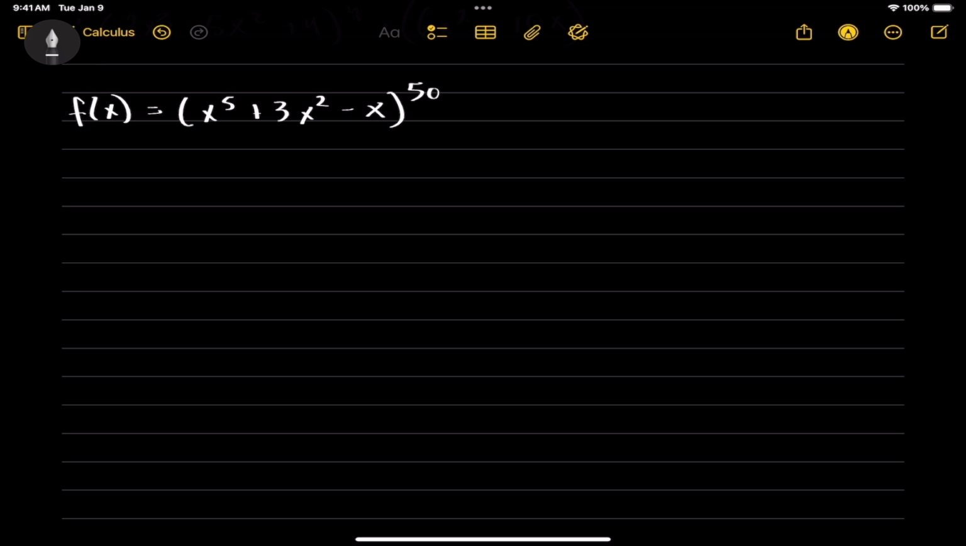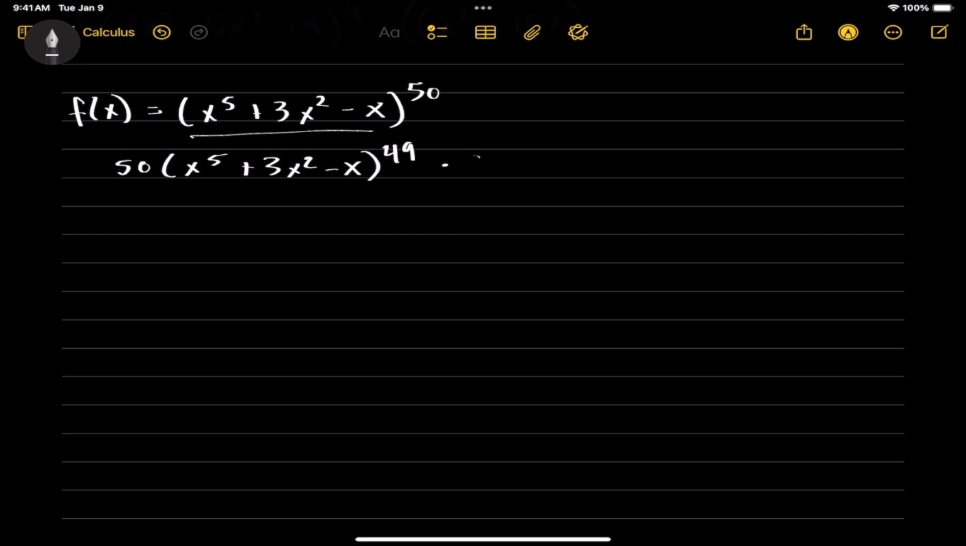All right, so let's see if you got it correct. So the first thing is to take the derivative of the outer function. So that's going to just be 50 times x to the fifth plus 3x squared minus x, which is the inner function here, and then the power will be 49.